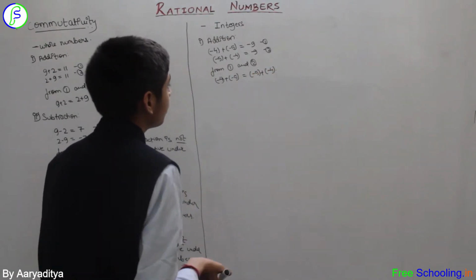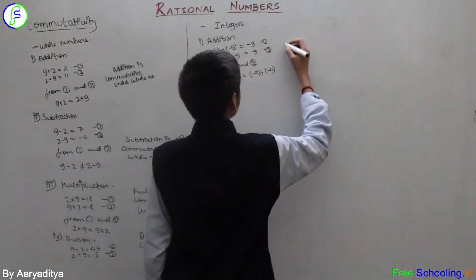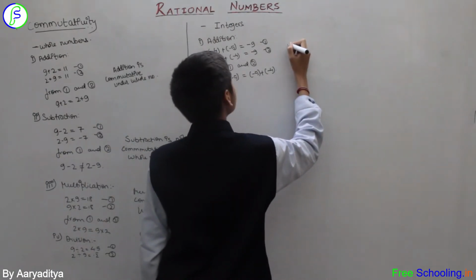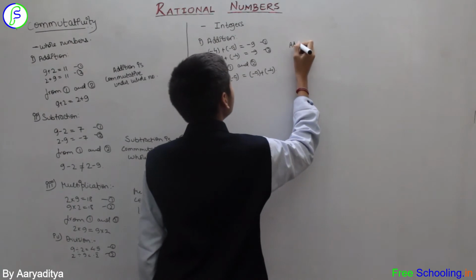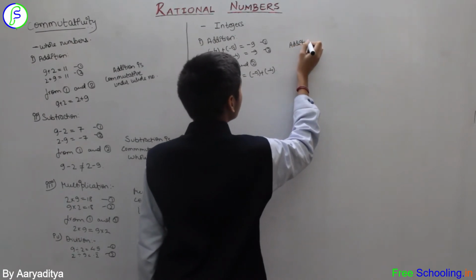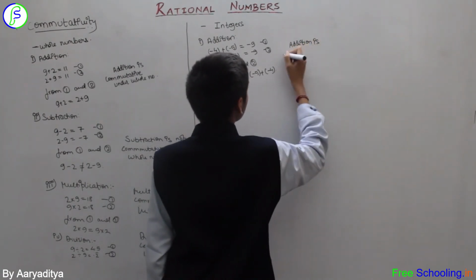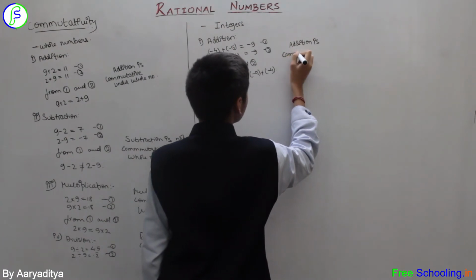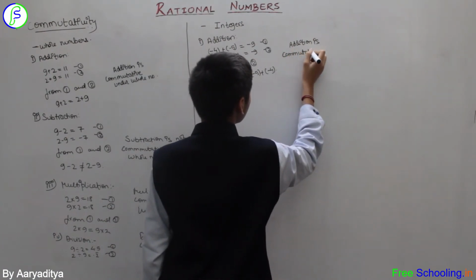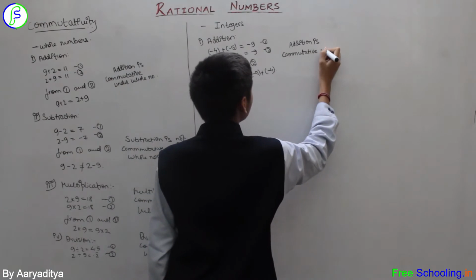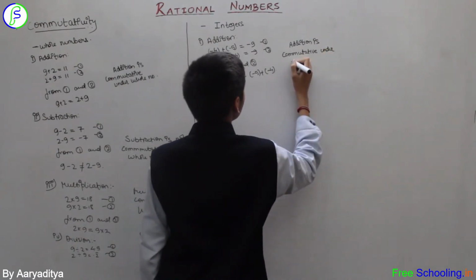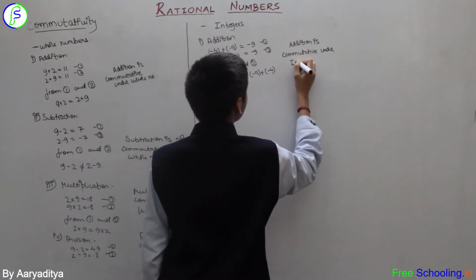And that is what needed to be proven: x plus y is equal to y plus x. So what will be the statement? That addition is commutative under integers.